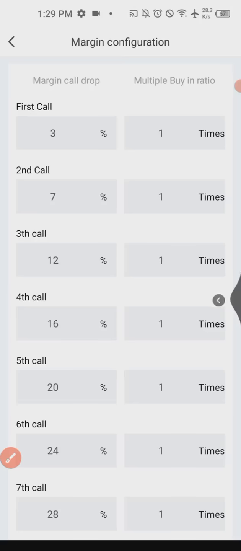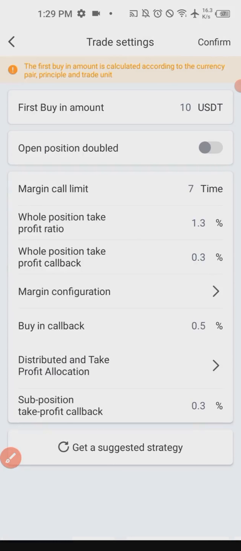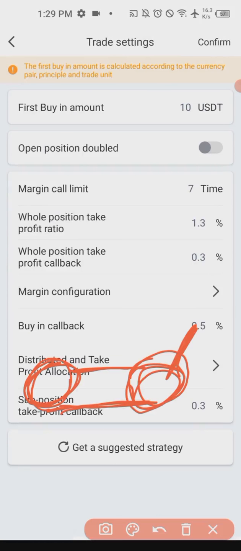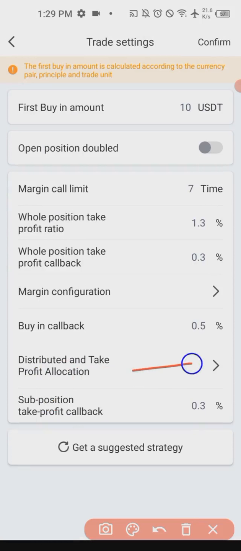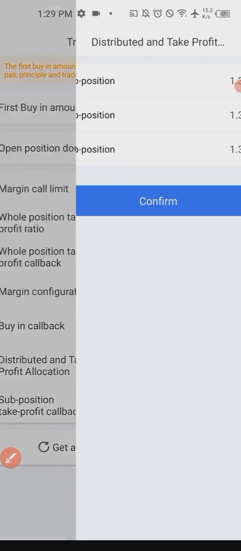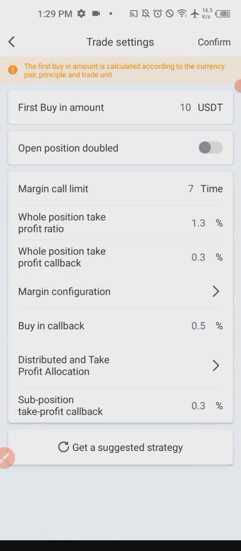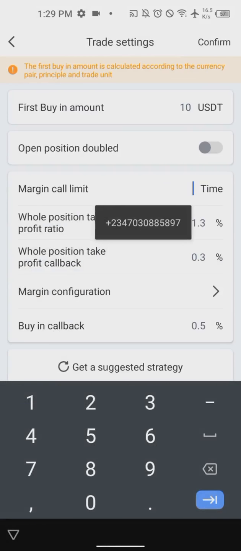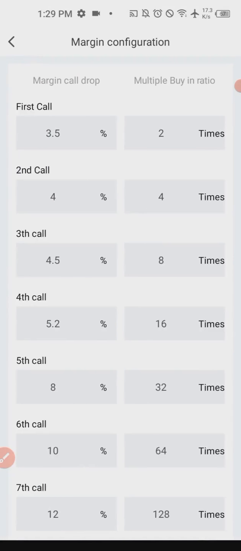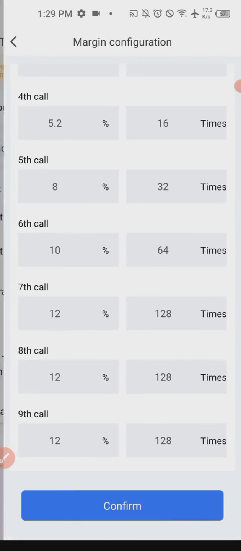So let us now go to another advanced setting that is very interesting. This is the distributed take profit allocation. What this aspect does is very simple. Remember, we are using nine margin calls. Now, with this, for the first, oh, I didn't confirm. Okay, I click on confirm.